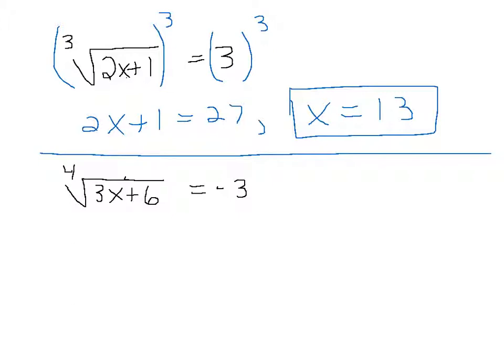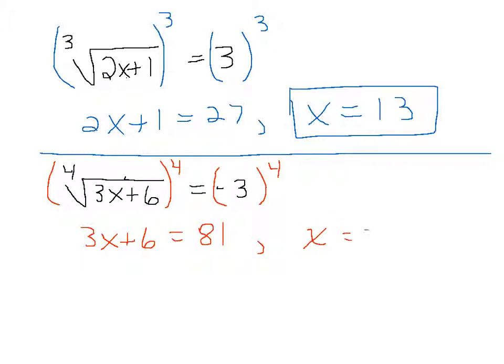And what do I do to get rid of the fourth root, which is really the 1/4 power? I raise each side to the 4th power. And that gives me 3x plus 6 is equal to minus 3 times minus 3 times minus 3 times minus 3. That's going to be 81. So subtract 6, divide by 3, and we get x is equal to 25.